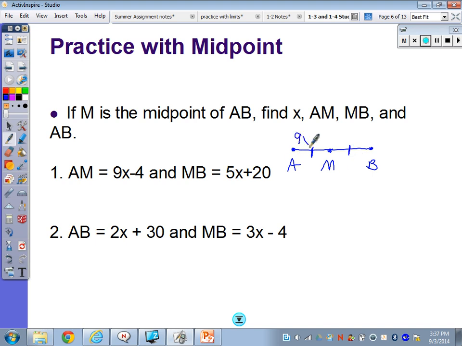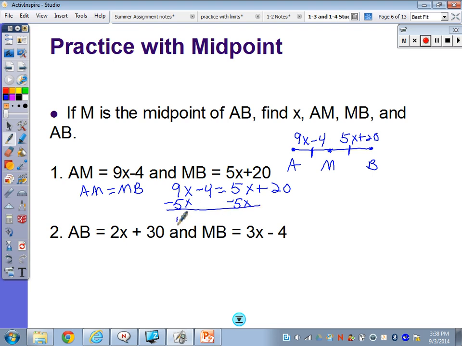So I have 9x minus 4 is AM, and 5x plus 20 is MB. And I know that they are equal because M is at the middle. So I'm going to set the two sections, the two parts, equal to each other, and then I'm going to solve it. And I'm going to solve this one a little bit faster, so if you need to review, just pause and then do it.